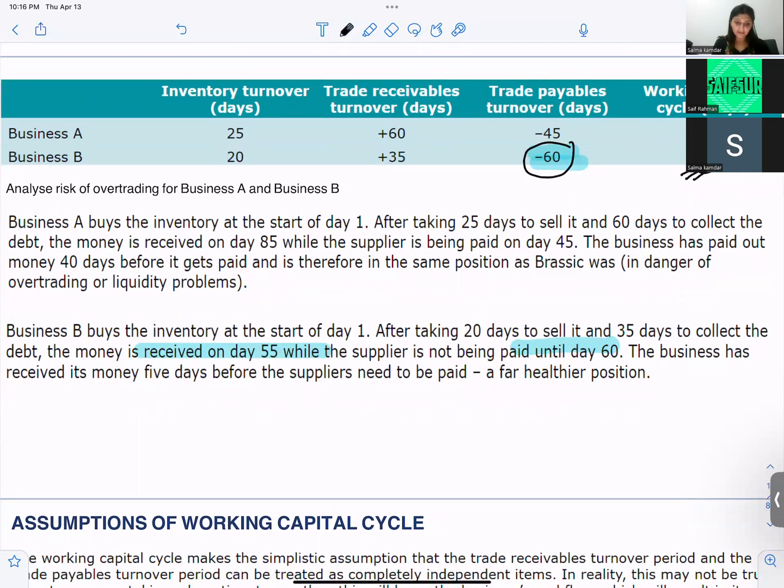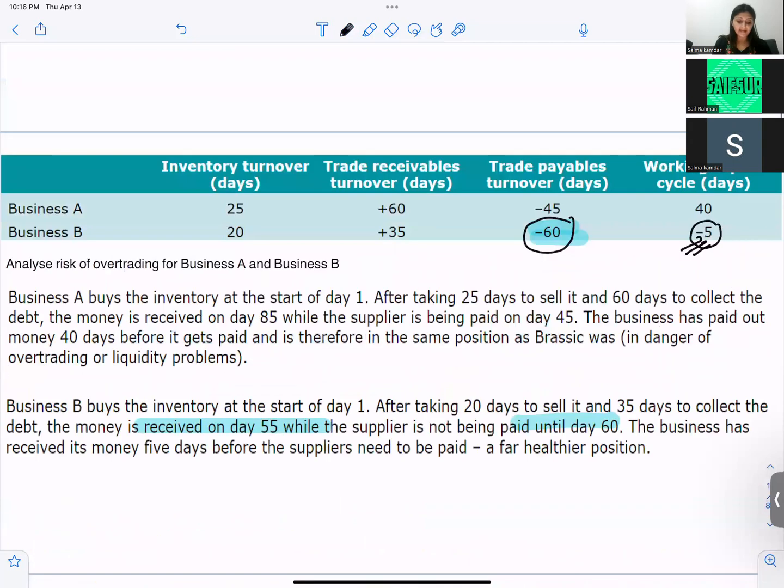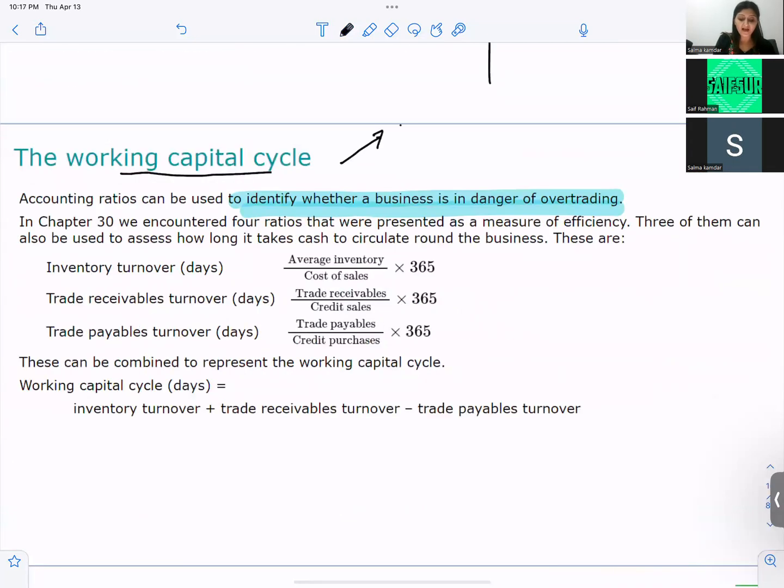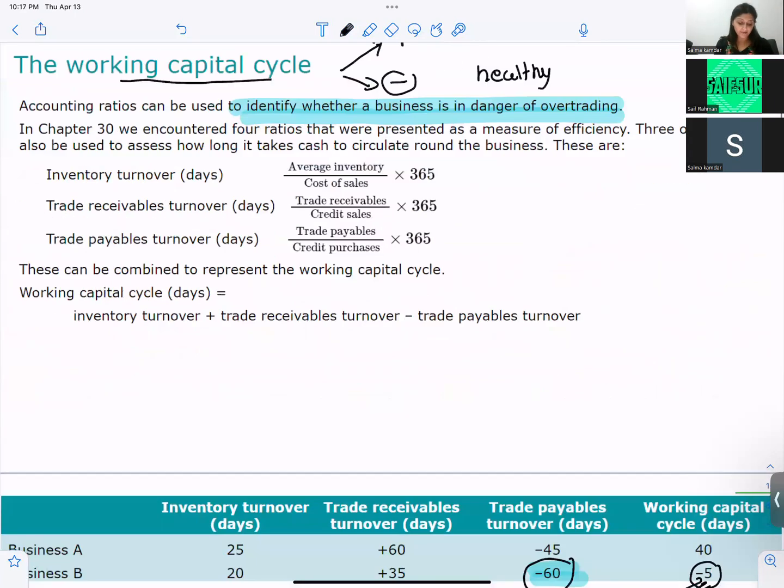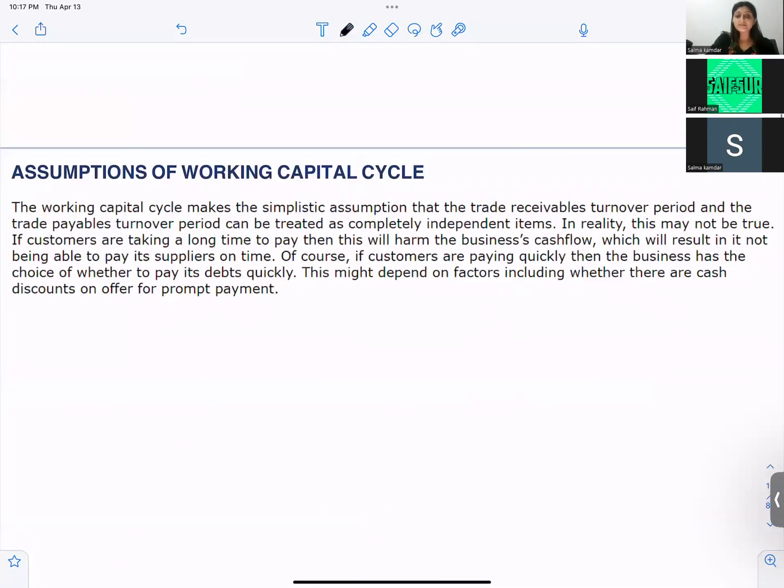Are you with me? For the working capital cycle ratio, if you have a positive figure, what does it mean? If it's a positive figure, that means the business is in danger of overtrading. And if it is a negative figure, then the business is not at risk of overtrading, the liquidity is good and it's in a healthy position. What are your assumptions of the working capital cycle ratio?